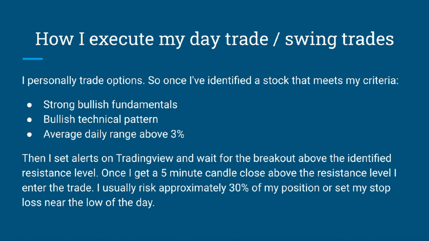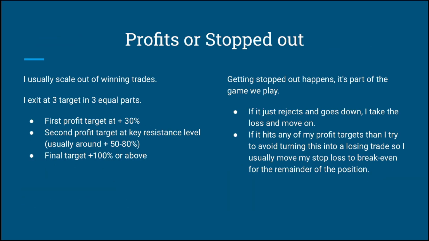I just want to be clear, risk management is super important. 30% of that position is never ever more than 2, 3, maximum 5% of my account. Now, most of the time I go for around 3% of my account per trade, okay? Now, profits and stop losses.